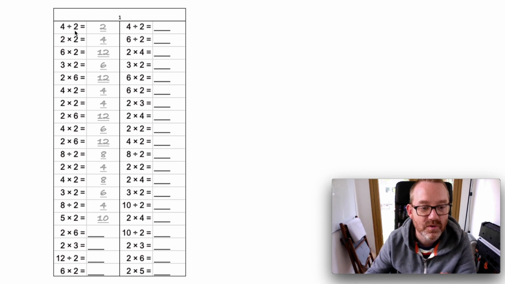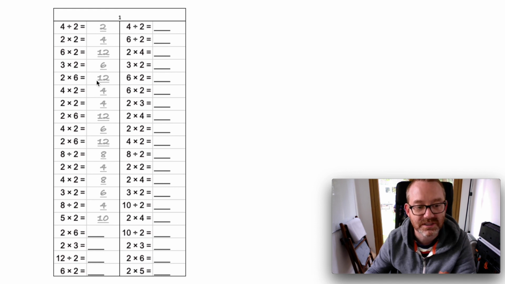So for the first question, we would say, "2 2's are 4," and the children would say, "2 2's are 4," and so on. 6 2's are 12, 3 2's are 6, 4 2's are 8.